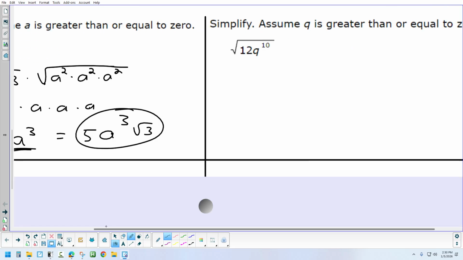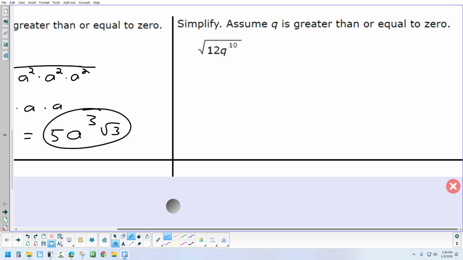Let's try, I don't know if we'll do all of them, but let's try this one. Square root of 12. Can anyone tell me how you break 12 up? Yeah? 4 and 3. Okay. Break it up into 4 and 3. And how about q to the 10th?